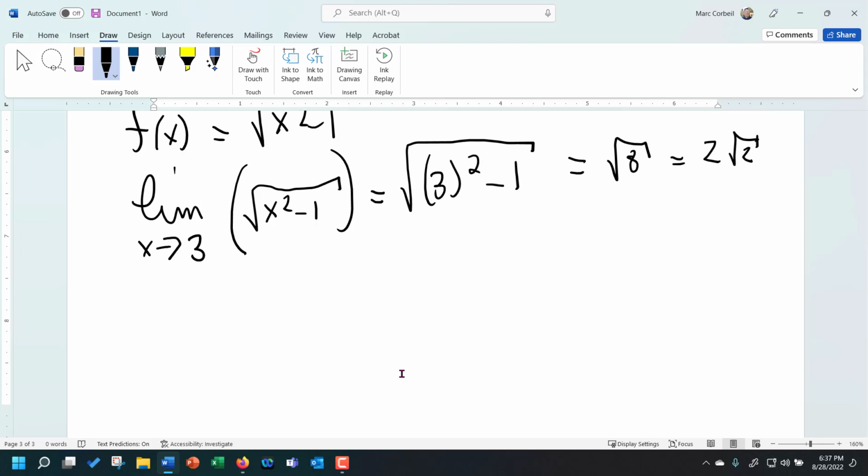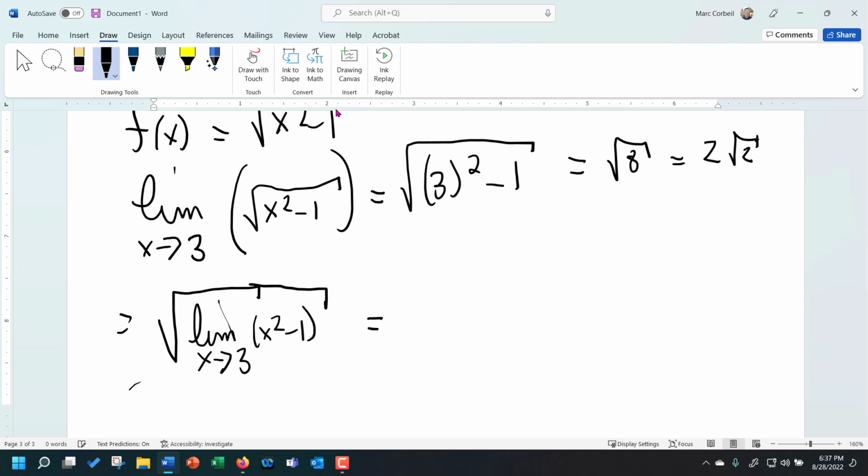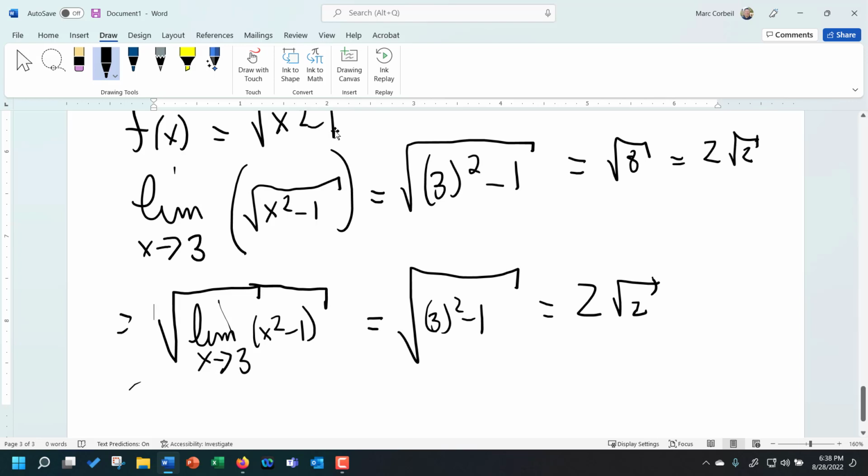Or what I could do is take the square root part out and do inside the limit as x goes to 3 of the simple part here, and that way I extend the square root over here. The inner part would be simply x squared minus 1, which would be again 3 squared minus 1, and then I take the square root of that, and I end up with 2 root 2 again. So that's a very interesting thing that you can do from Theorem 1.5.